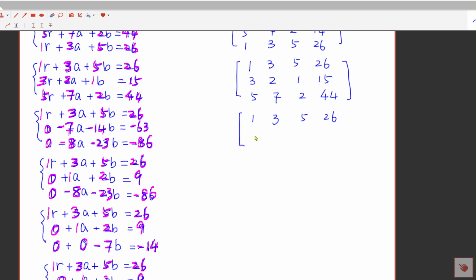The second row now becomes 0, -7, -14, and -63, right? Third row becomes 0, -8, -23, and -86, right? Can you follow me? Then in the next step, we can have the first row unchanged again, 1, 3, 5, 26.